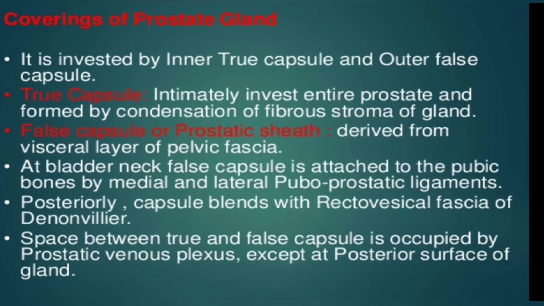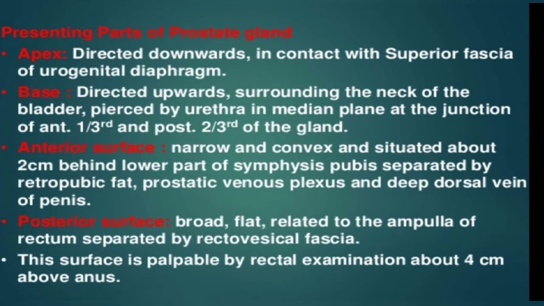At the bladder neck, the false capsule is attached to the pubic bones by the medial and lateral puboprostatic ligaments. Posteriorly, the capsule blends with the rectovesical fascia of Denonvilliers. The space between the true and false capsule is occupied by the prostatic venous plexus except at the posterior surface of the gland.